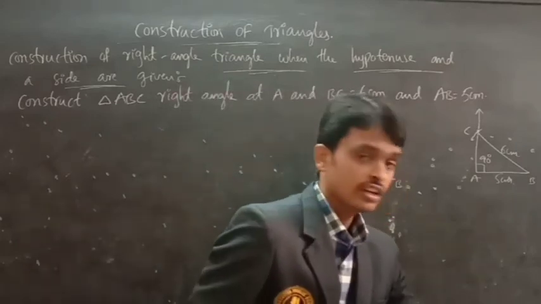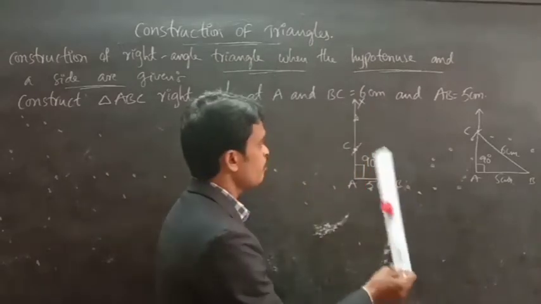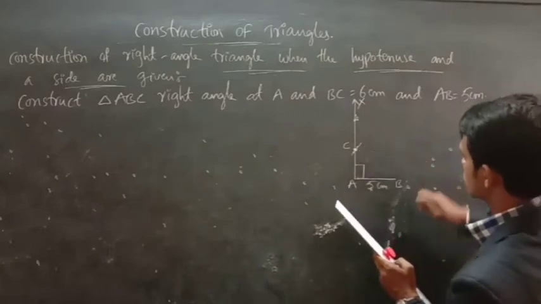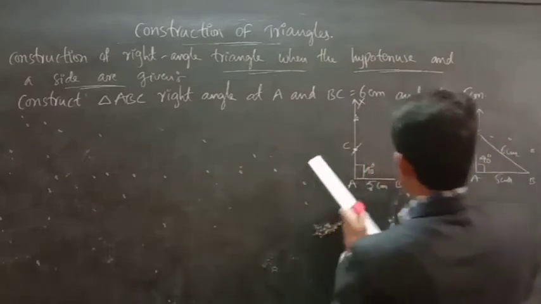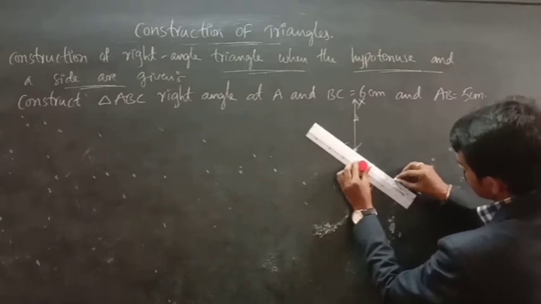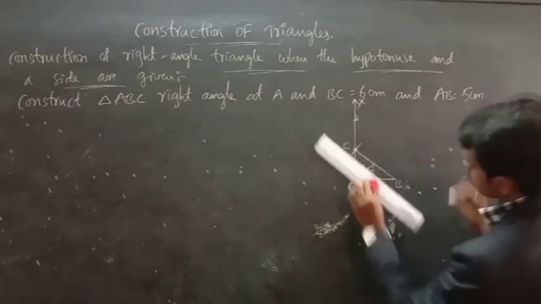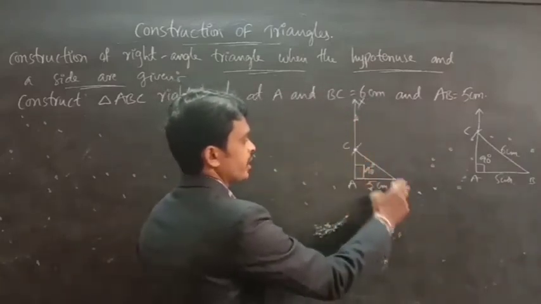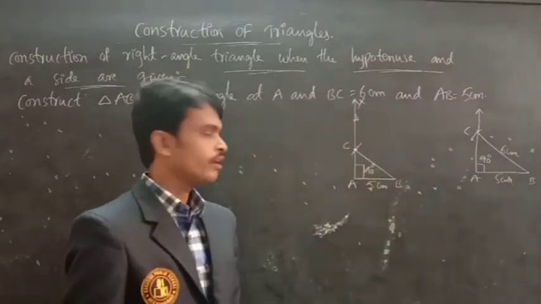Now by using a ruler we should join B and C. By using a ruler we should join B and C like this. The required triangle ABC, right angle triangle ABC, is formed.